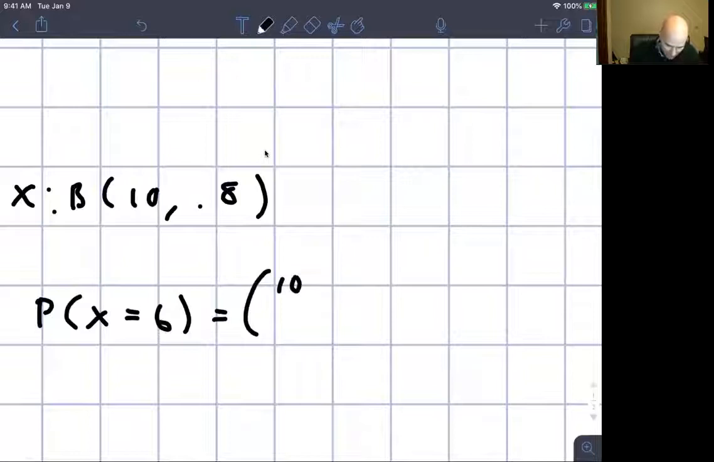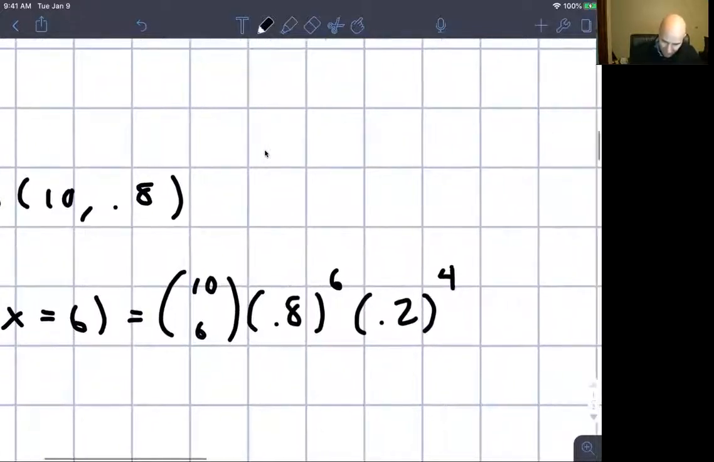This would be 10 choose 6. Okay. And there's an 80% chance you make it. You want to make 6. There's a 20% chance you miss it, and you're going to miss 4. You figure that out, and you get the likelihood of getting exactly 6 successes.